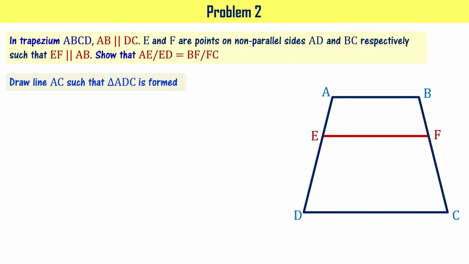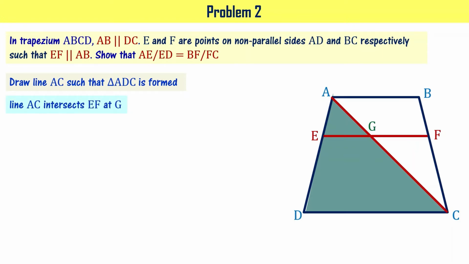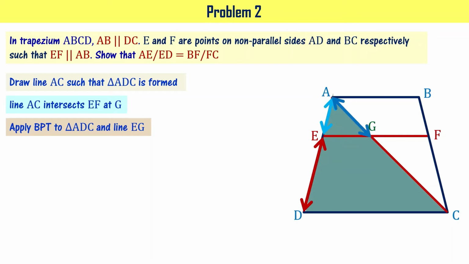Let's draw line AC such that triangle ADC is formed. As you see here, line AC is intersecting line EF at G, right? Now let's apply basic proportionality theorem to triangle ADC, that is shown in light blue color, and line EG, right? When you do that, you can write AE by ED equals AG by GC, right? Let me write that.